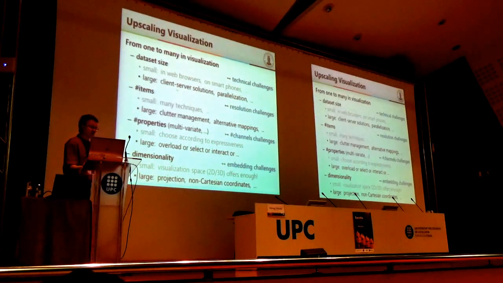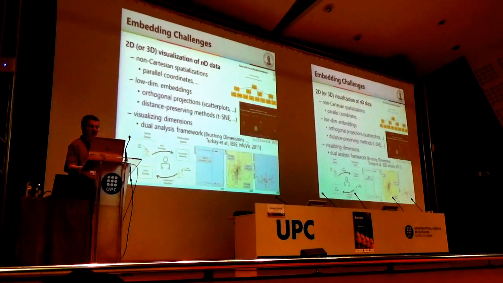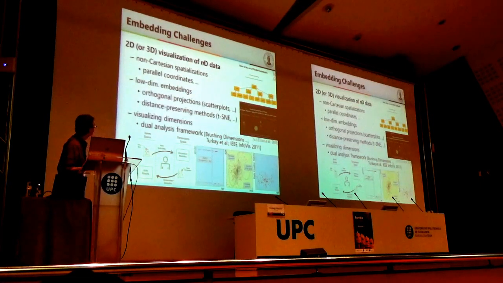Last, of course, I have to also comment on dimensionality, which I think is another interesting upscaling challenge here. And there we are talking about embedding challenges, basically how to do 2D or 3D visualization of any data. All of you know about this to a certain degree. We have used different types of visual embeddings, non-Cartesian visualizations like parallel coordinates or others. There's a nice state-of-the-art report from 2013. Helwig and I spoke about this if you're interested.